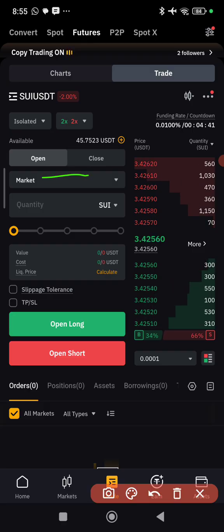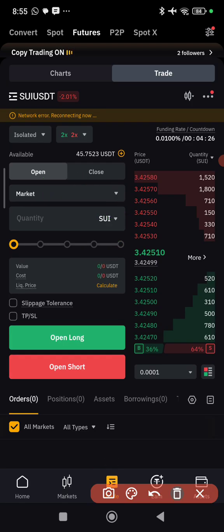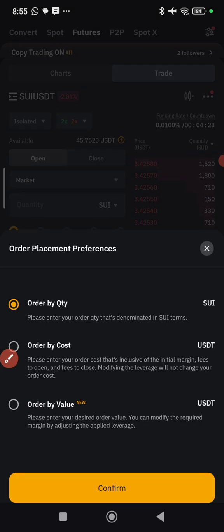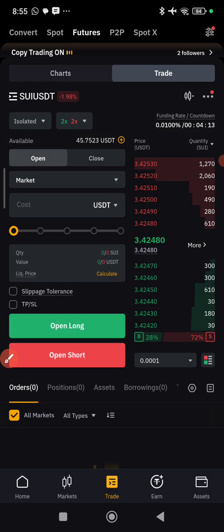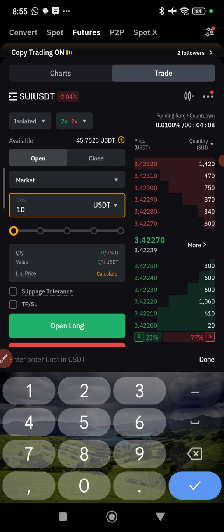Now we are on market. Now the quantity. How much quantity of the asset do you want to use for the trade? Or better still, you can convert, or you can say, how much dollar do I want to spend for the trade, by clicking on this currency here. If you click on the currency here, you can change it to cost in USDT. So if you choose cost in USDT, just click confirm. And okay, I want to spend $10. So $10 you want to buy or sell.